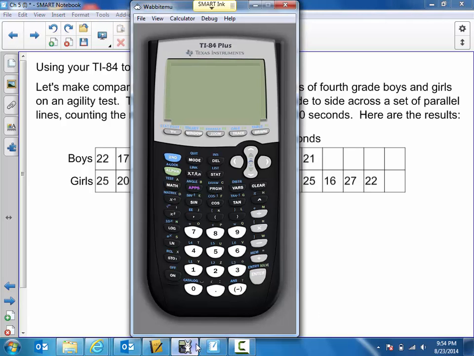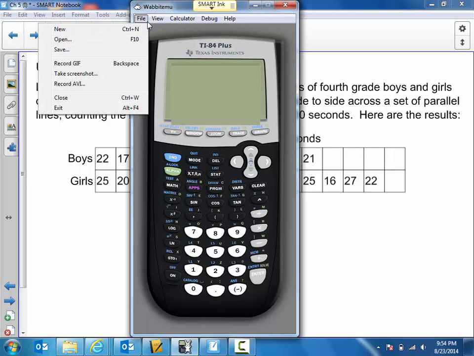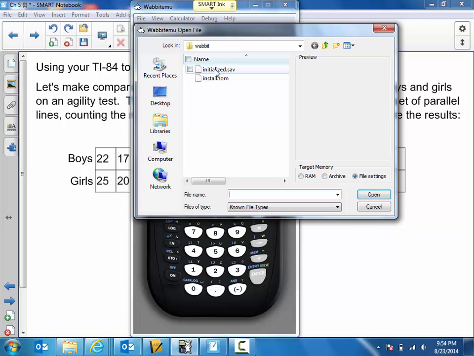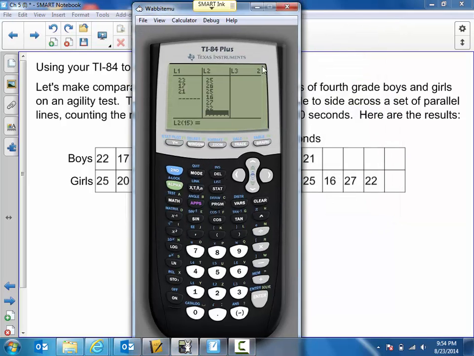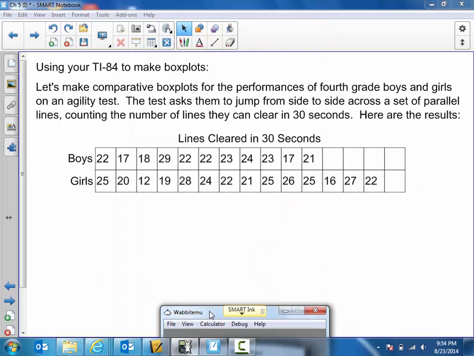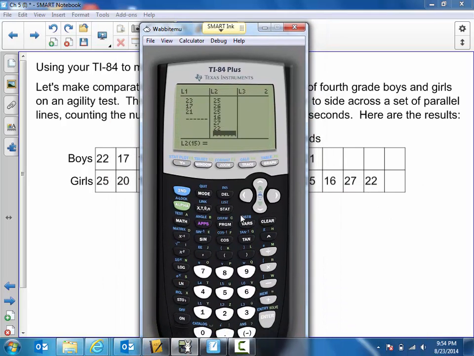Let's make comparative box plots with the TI-84s. Let me show you how to do that really fast. Let me check the time here. 36. We're going to get this done quickly. Turn this guy on. File open. Initialized. Okay, what I've done, you've got two different data sets for boys and girls.